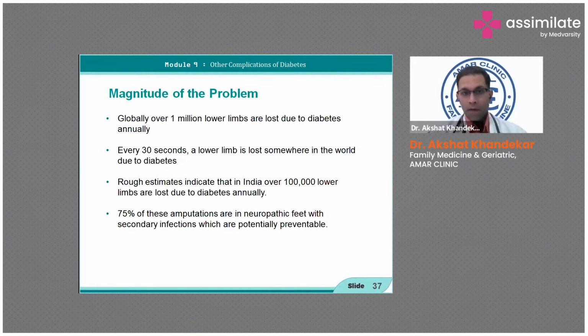So over 1 million lower limbs are lost due to diabetes. Every 30 seconds it's there. So these are all data. 1 lakh lower limbs are lost due to diabetes annually. And 75% of these amputations are neuropathic feet with secondary infections, which are potentially preventable. So these 75%, if they get admitted in the hospital, of course, they will require admissions. In that way, the costs increase.